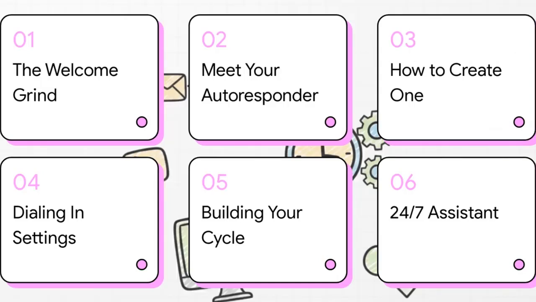So here's how we're going to break this all down today. First, we'll talk about the problem, what I call the welcome email grind. Then we'll meet the solution, your new best friend, the autoresponder. I'm going to walk you through step-by-step how to create one, how to get the settings just right, and how to build out a whole email cycle. And by the end, you'll see how this little tool becomes your own 24/7 marketing assistant.